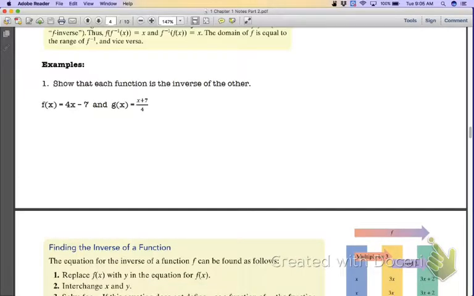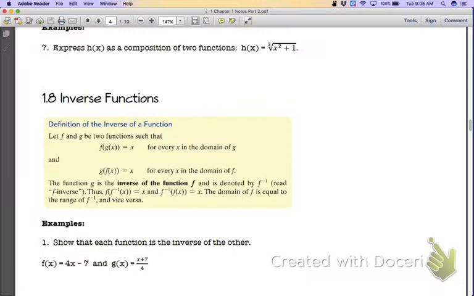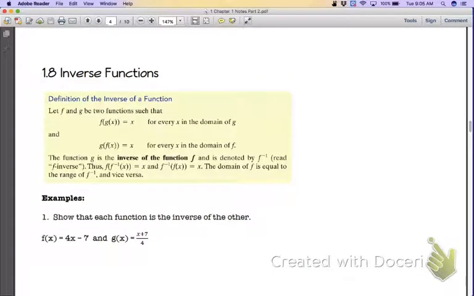All right, so if you printed the notes, we're going to go a little bit out of order as far as how it's set up in terms of inverse functions. I'm going to go through and we're going to talk about how to write the inverse of a function, and then we'll worry about showing if two functions are inverses of one another.